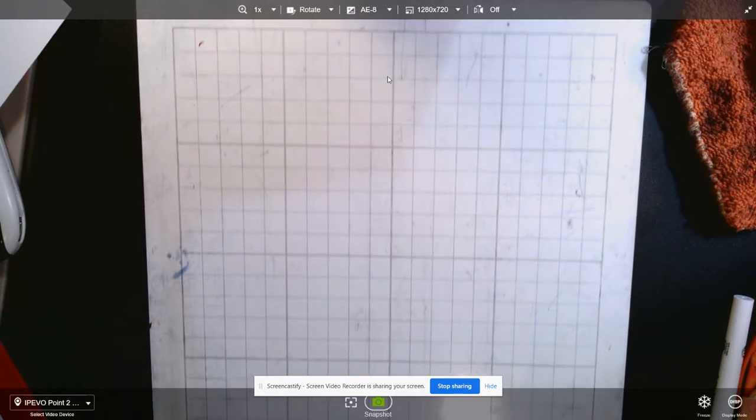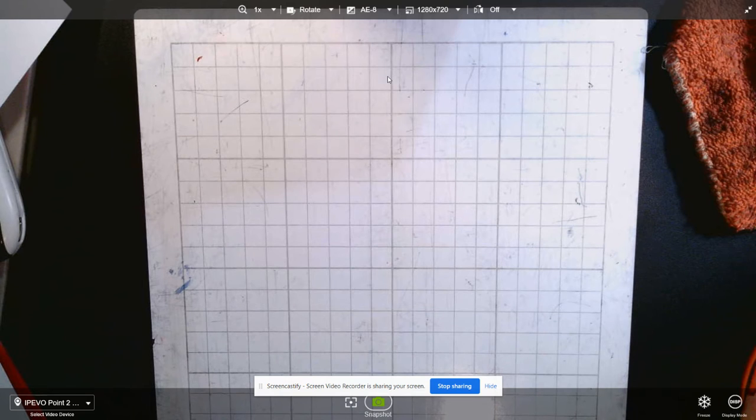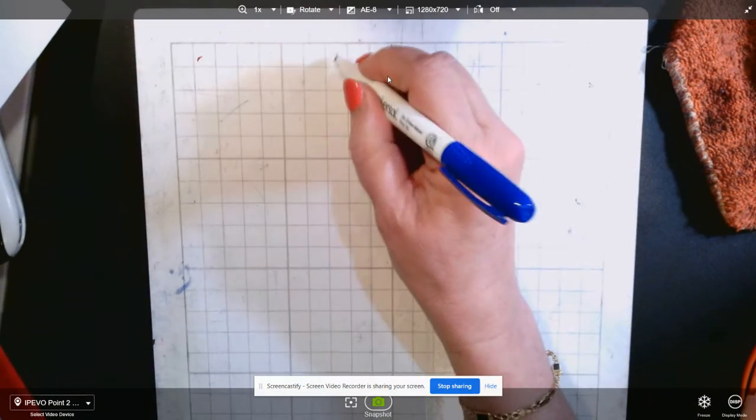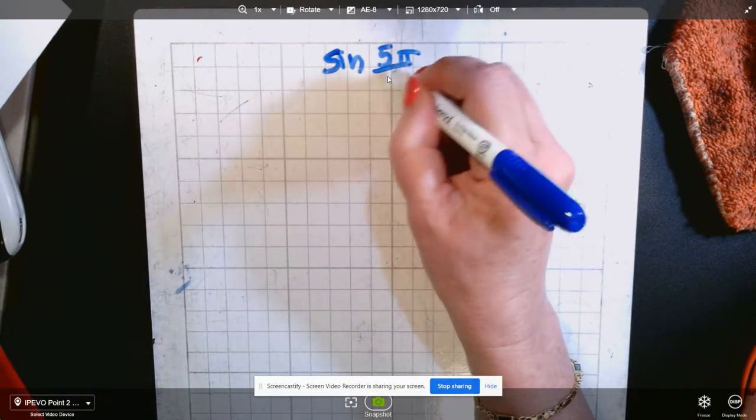All right, I would like to go through a couple more examples on how to figure out the trig values without the use of your calculator, but if you have a sine or cosine or tangent in radians. So let's just start with the sine of 5 pi over 6.